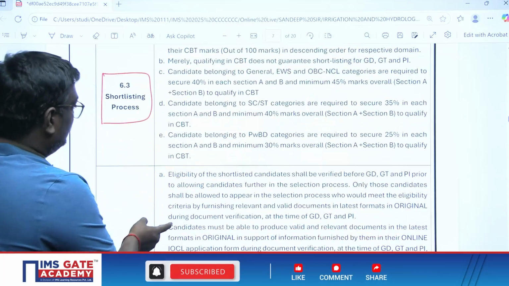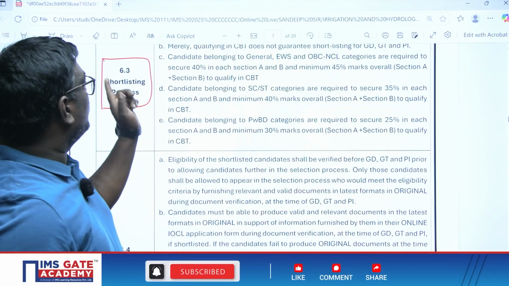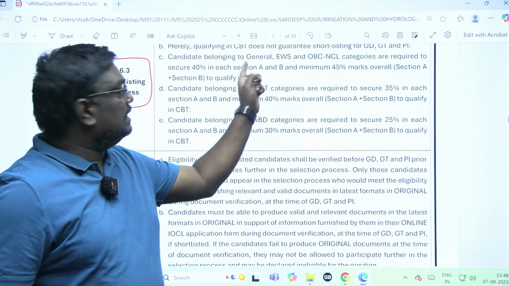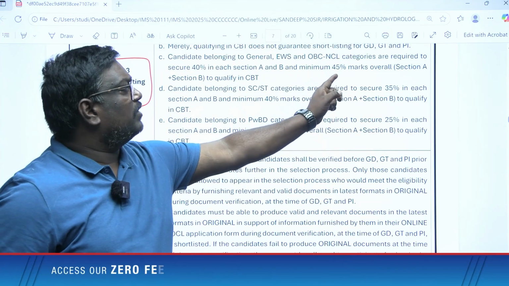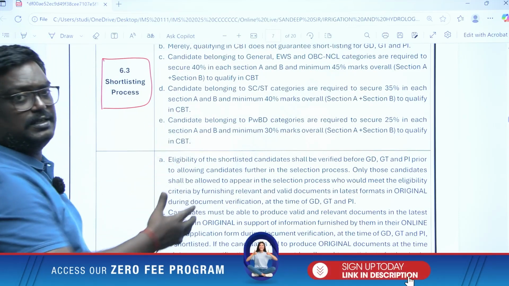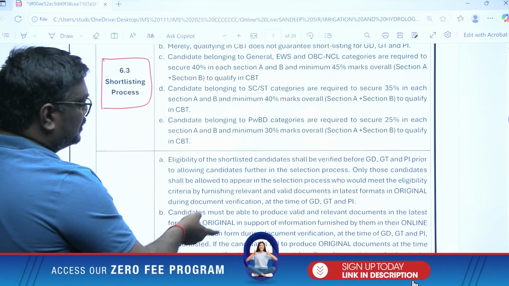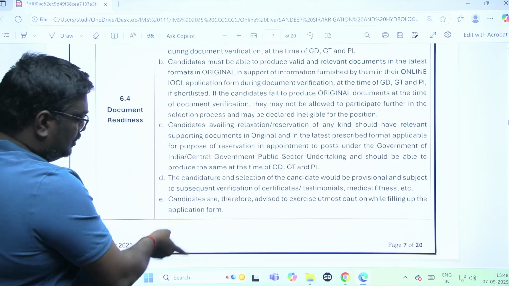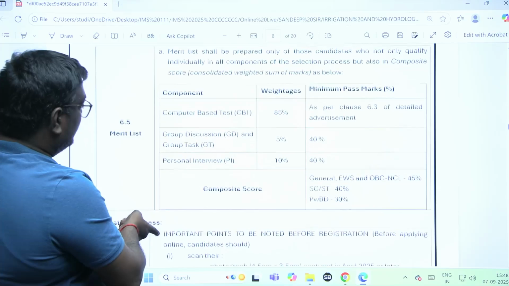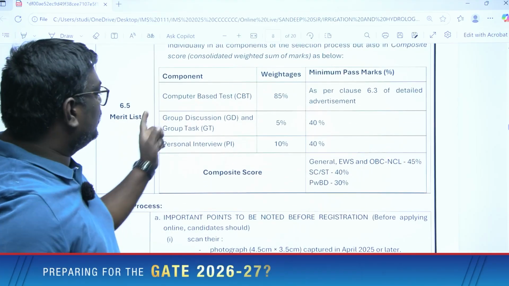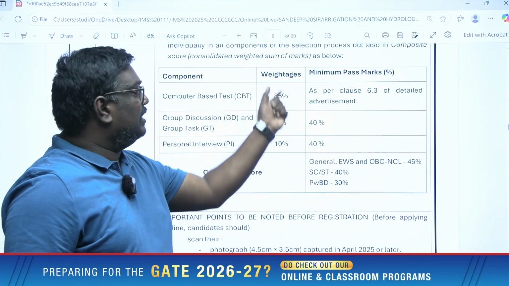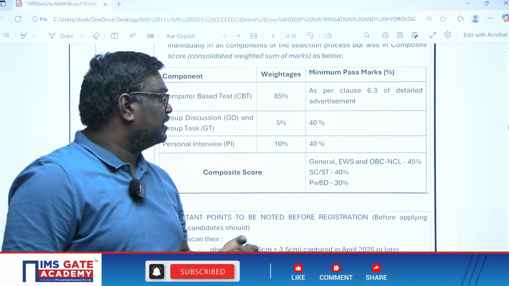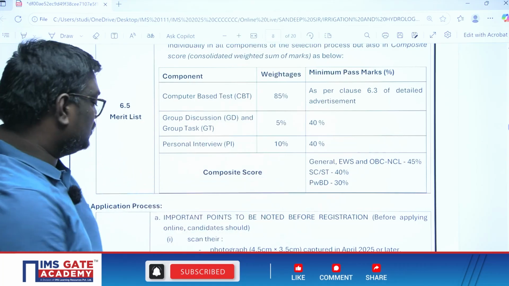So, my dear students, if you see the shortlisting process, candidates belonging to general and EWS are required to secure 40% in each of A and B, and a minimum of 45% overall. For candidates belonging to SC/ST, there is a small relaxation of around 5%, that is 40%. And these are the documents which are required for the purpose. Again, the last stage is the merit list. After the computer-based test, the weightage is 85%, group discussion is 5%, and personal interview is 10%. So these are the minimum percentages of marks which you have to secure.